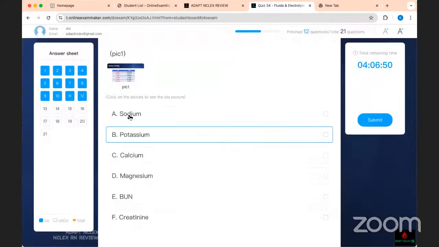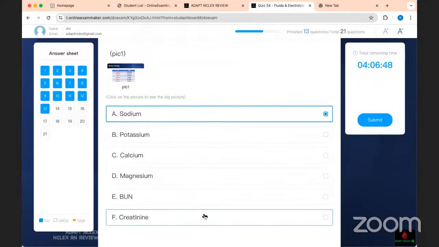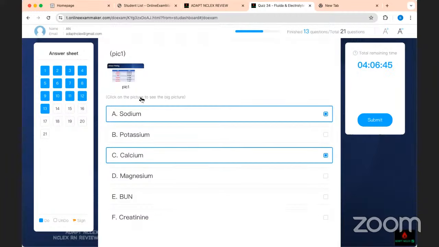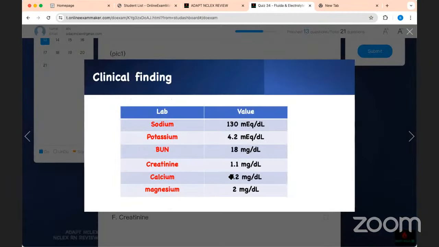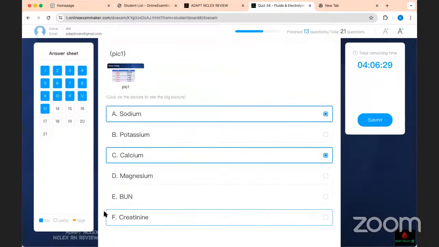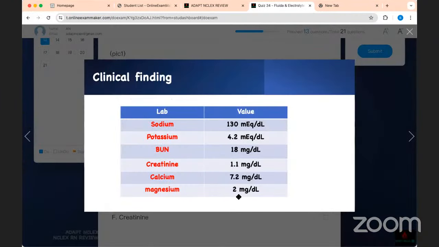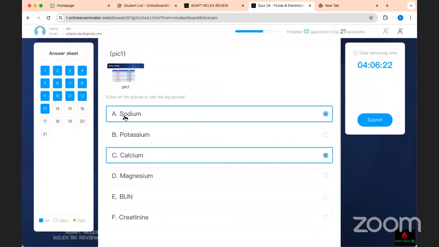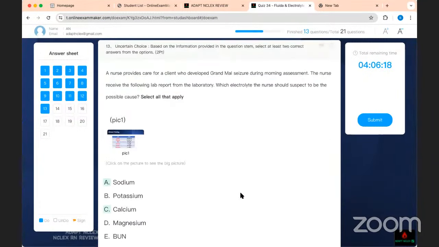So it's clear that you get the same with potassium and sodium, but calcium is also low. Remember, when your calcium value is low, your symptoms will go up. So 7.2 calcium is the problem. So this one doesn't do that. Magnesium is normal, so it's not going to cause seizures. So it's mostly sodium and calcium. Those are the two that were causing the problem.